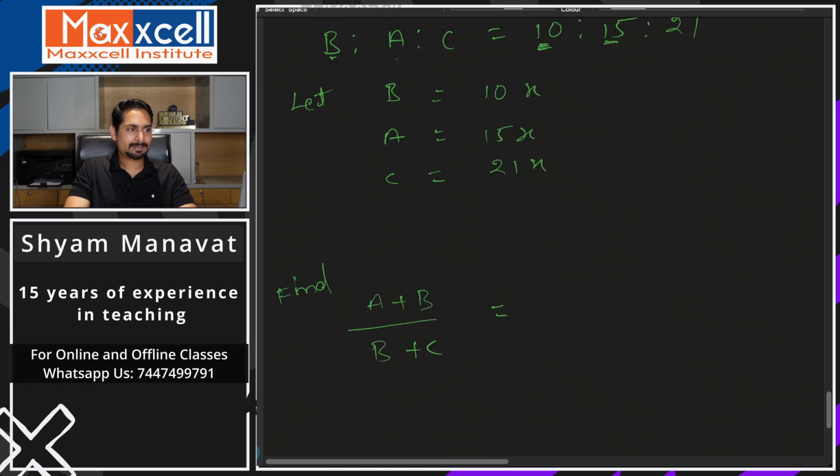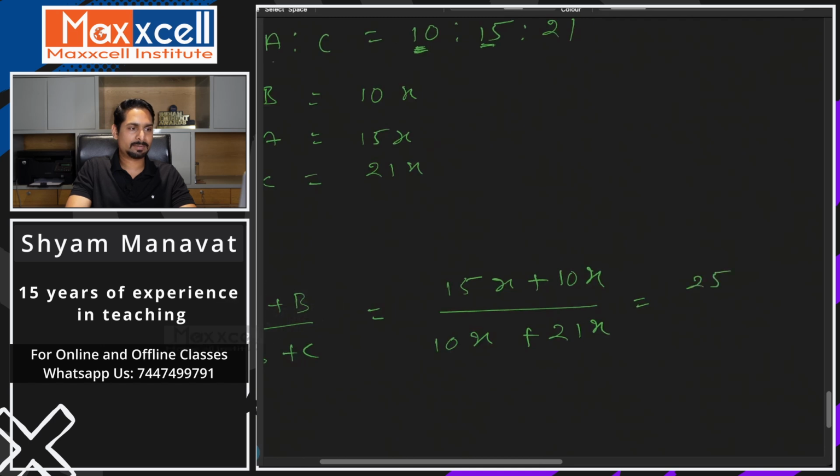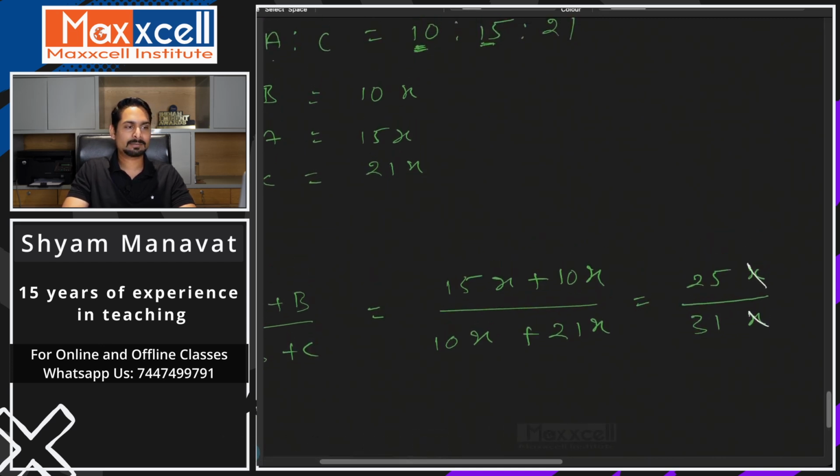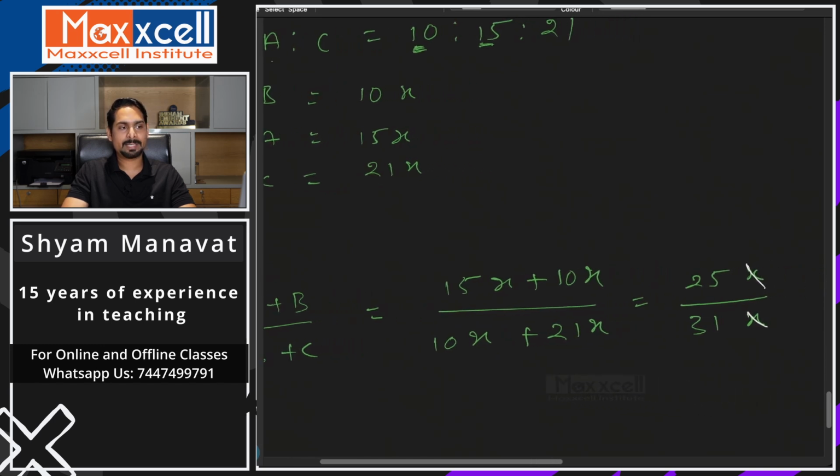Now let's substitute A, B and B, C here. A is 15X, B is 10X, here B is 10X, and C is 21X. What do you get? Here you get 25X, and this is 31X. And then here X cancels. So at the end, the ratio you got, A plus B and B plus C, is 25 by 31.